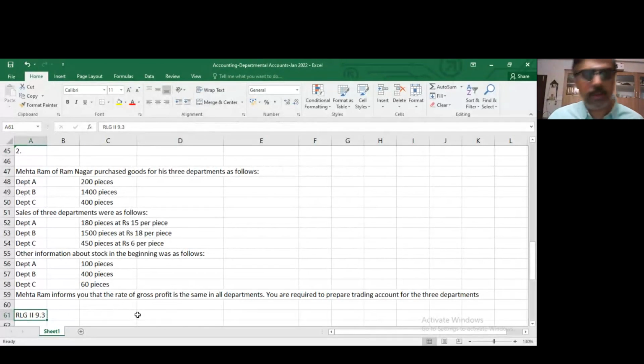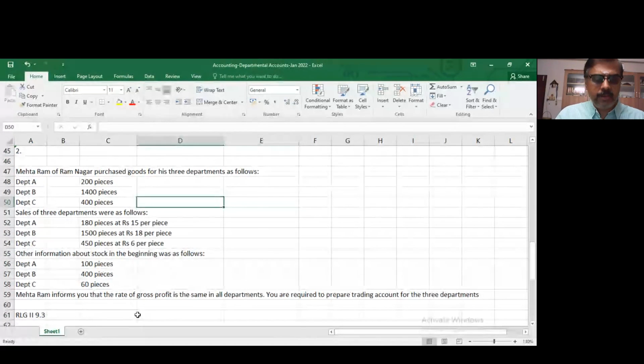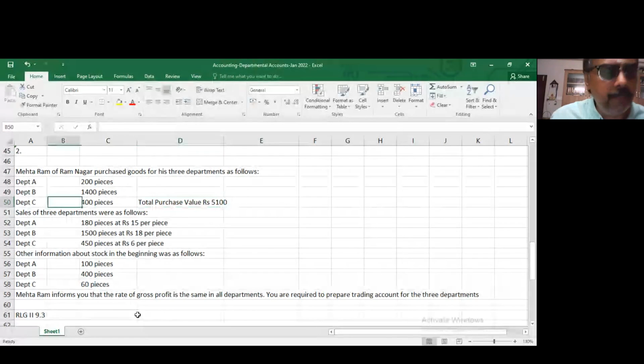Okay, and of course there is one piece of information here. I put total purchase value, 5,100, but they have not given it individually, which we have to calculate. Sales of the 3 departments they have given individually.